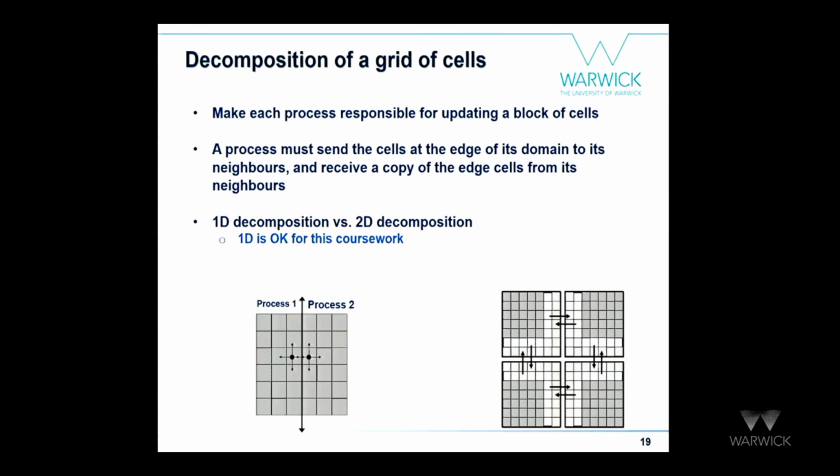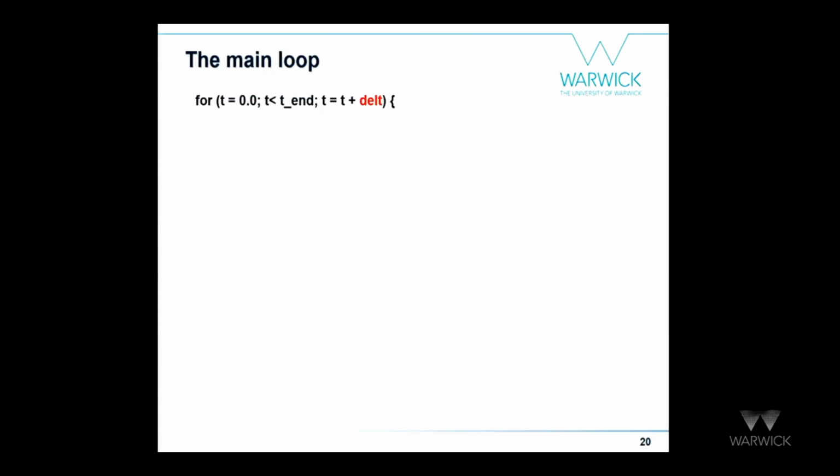In our coursework, 1D decomposition is okay because of the number of processes you can use, basically the size of the cluster. So 1D decomposition is OK for our coursework. Now, let's look at the main loop in the code. There is a for loop, and T is the simulation time. It starts from time 0, and T end is the end of the simulation time. For example, I want to simulate 2 minutes or 2 seconds of the fluid flow.